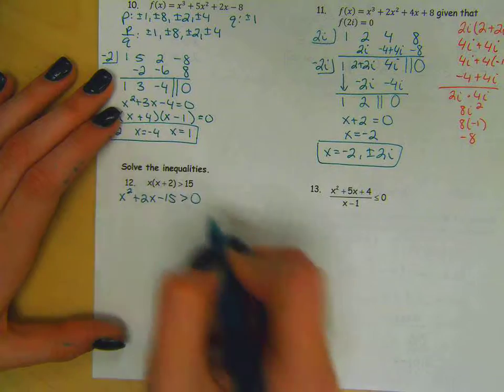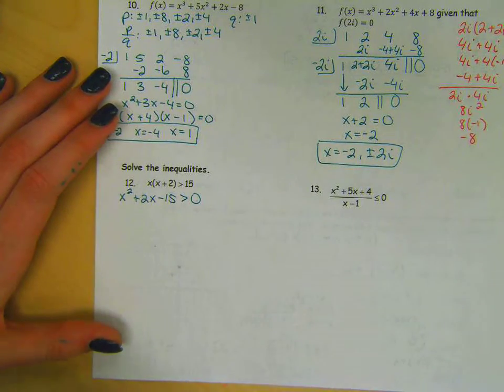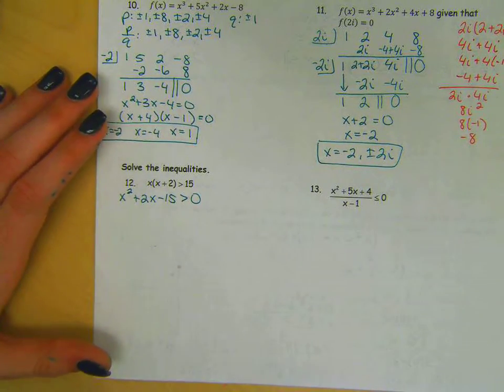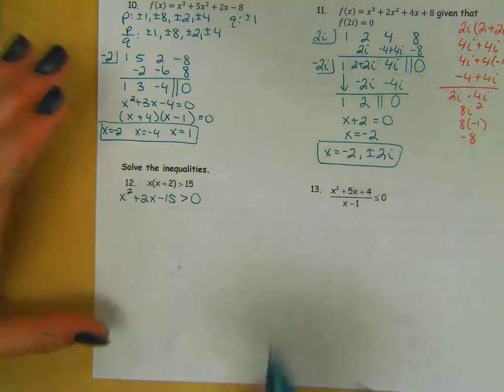And the reason for that distribution is because I'm going to want to factor this. I want to find my critical points, my points of inflection. I want to find my zeros.